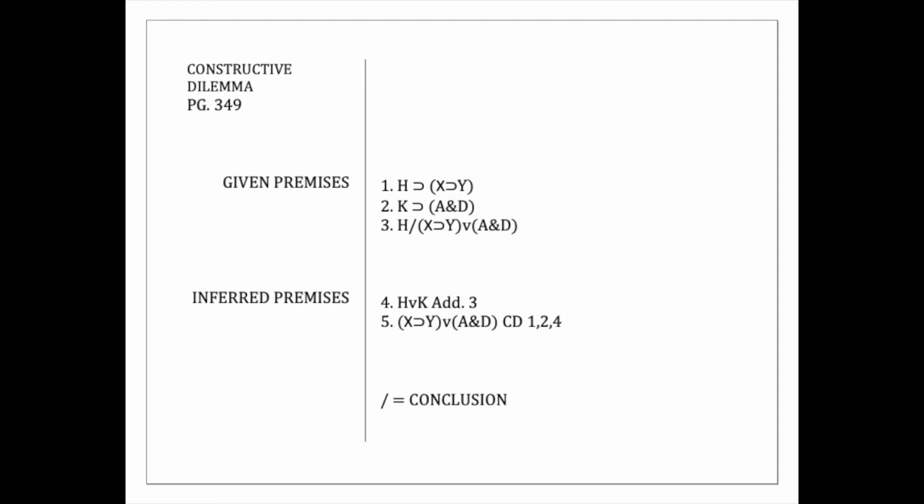So let's look at all of those elements together. Premise 1 states, if h, then if x, then y. Premise 2 states, if k, then a and d. Premise 4 states h or k. Notice the 2 disjuncts of that disjunction are the antecedents of the conditionals in premise 1 and premise 2. So we can infer, based on the constructive dilemma rule, the consequents in a disjunction. If x, then y, or a and d.